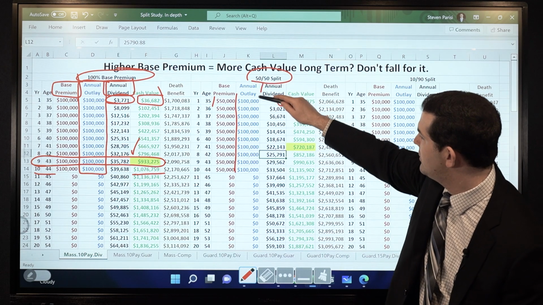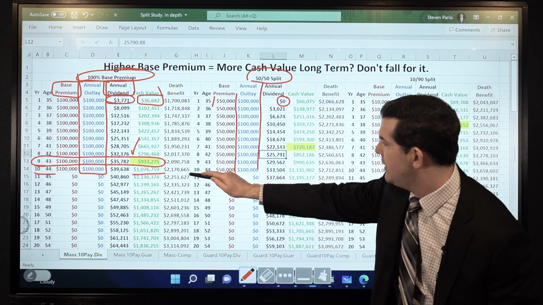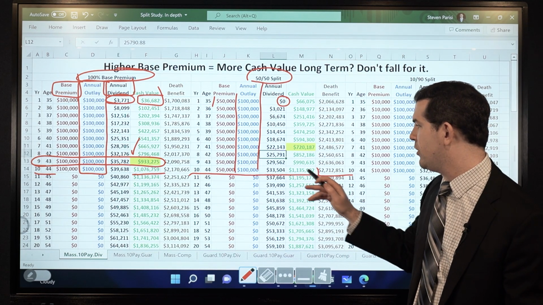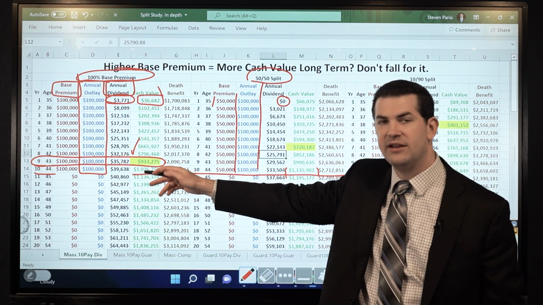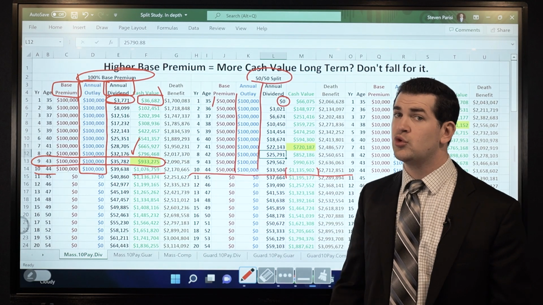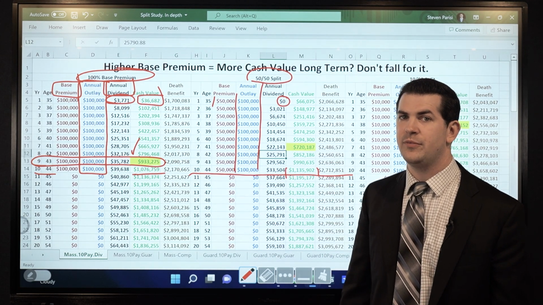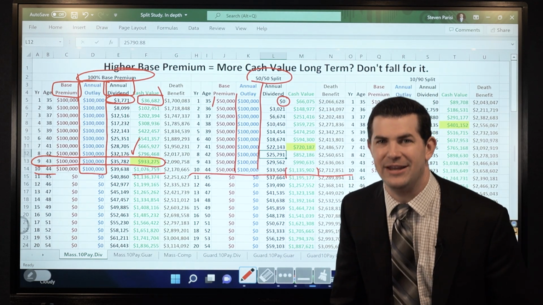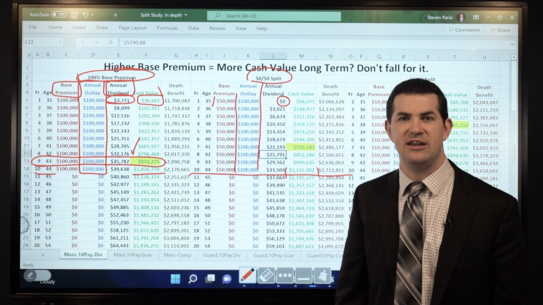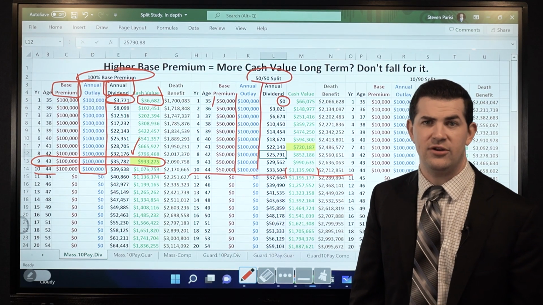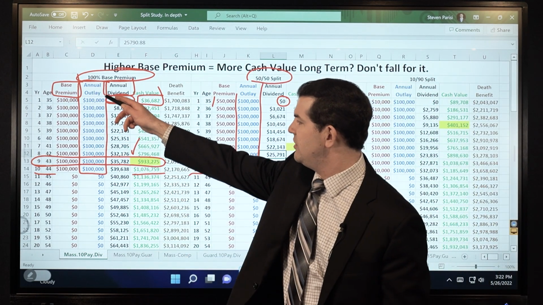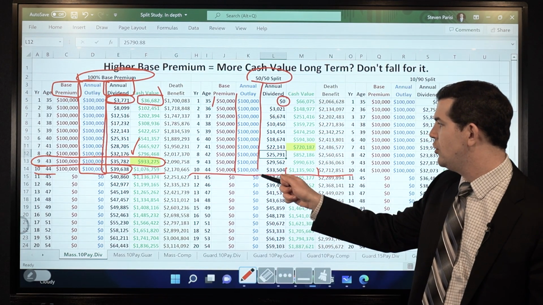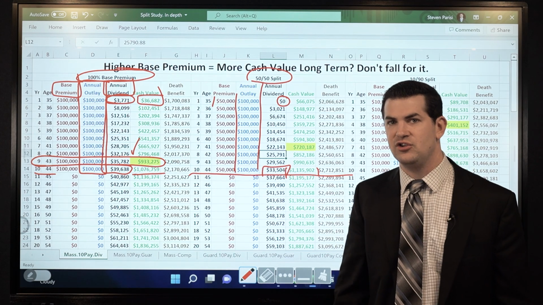But here's what I want to touch on. Year 10, what do you notice? $1,135,000. This one you had $1,076,000. Which one has more money at year 10? The one with a lower base premium. Which one has a higher dividend when you look at the annual dividend in year 10? And every year before that too. Interesting, isn't it? $39,000 and change. Over here, it's $33,000 and change.